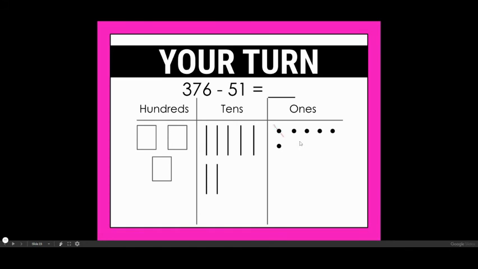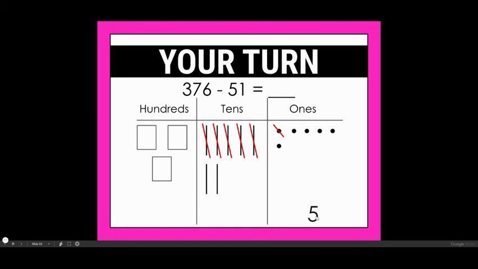So you should have taken away 1 and 5 tens, and no hundreds were taken away. Now go ahead and write your difference. Write what you have left in each place value. Pause the video, and then we'll check.